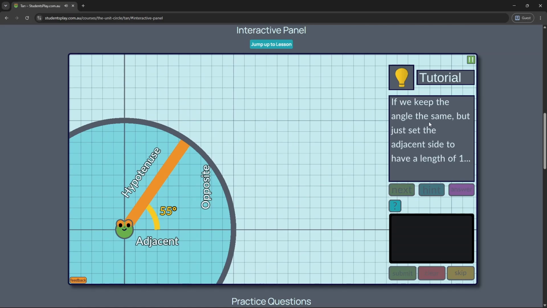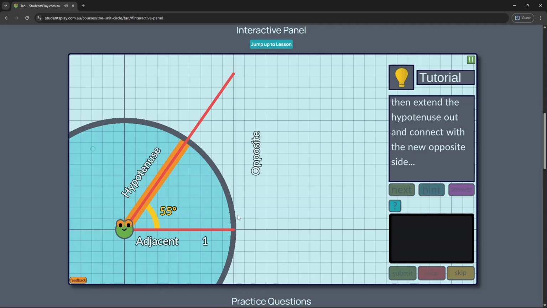If we keep the angle the same, but just set the adjacent side to have a length of 1, okay, so everything else stays the same, we just extend the adjacent so it comes out here to the edge of the circle as a length of 1. Then extend the hypotenuse out to connect with this new opposite side here, and we extend that up. Then tan theta is equal to the length of this new opposite side.